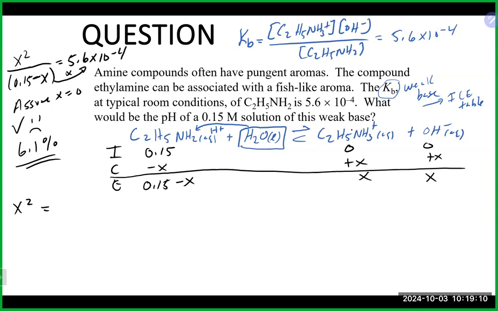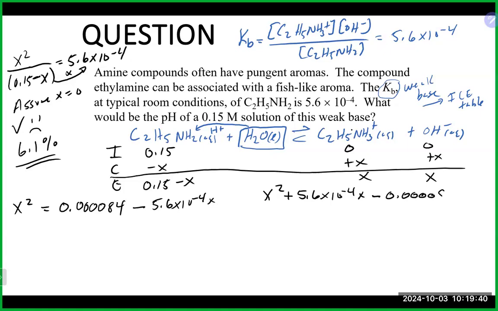0.15 times 5.6 times 10 to the minus 4 gets us 0.000084, minus 5.6 times 10 to the minus 4x. Obviously, we're going to bring everybody to the same side, and that will get us our x squared, plus 5.6 times 10 to the minus 4x, minus 0.000084 equals 0. That's going to be our A, B, and C here.